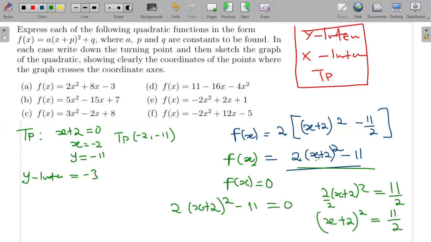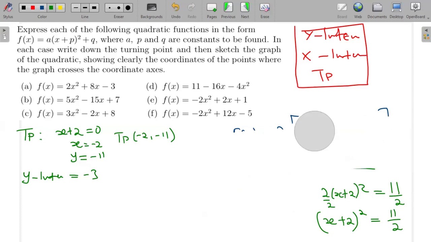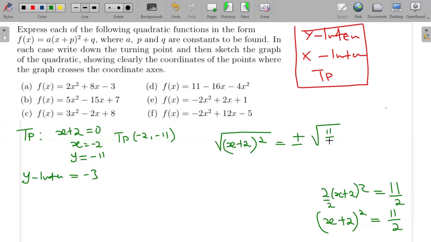Okay, at this point, I'm going to square root both sides. So I'm going to say the square root of (x plus 2) squared is equal to. So now on the right, when I introduce a square root, then I'll get plus or minus the square root of, I have 11 over what? 2. Okay, so here the square and the square root will cancel. I have x plus 2 is equal to plus or minus the square root of 11 over 2. So here would just be x is equal to minus 2 plus or minus the root of 11 over 2. So this is what I have, right?